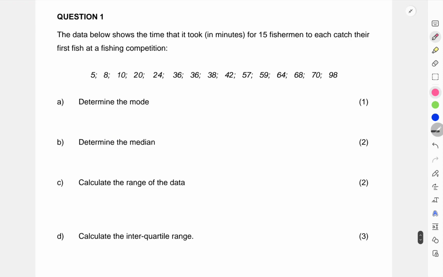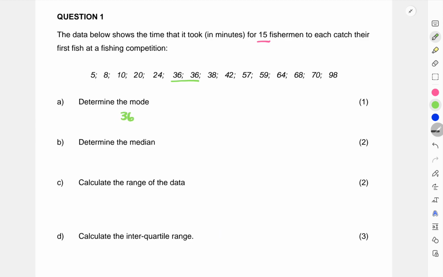This was question 1 from another test. They say the data below shows the time that it took in minutes for 15 fishermen to each catch their first fish at a fishing competition. Again, it's been given to you in ascending order, so it's fine. They ask you to determine the mode. If you just go through, there's 2 36s, so the mode would be 36.